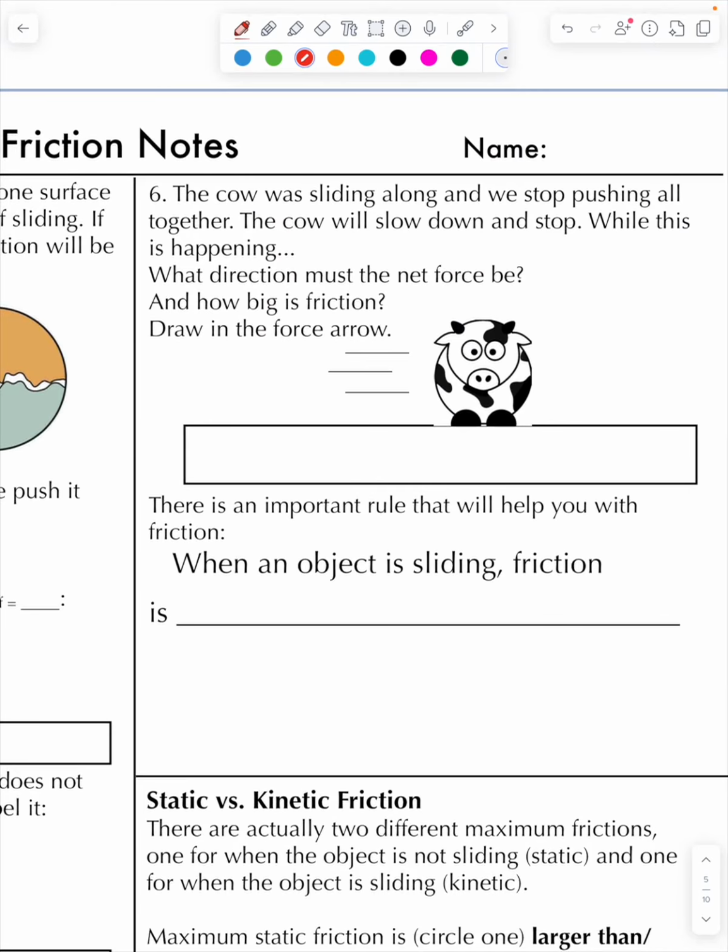Number 6, the cow was sliding along and we stopped pushing altogether. I was looking at this and thinking it should have been "altogether" as one word as opposed to "all together." The cow will slow down and stop.